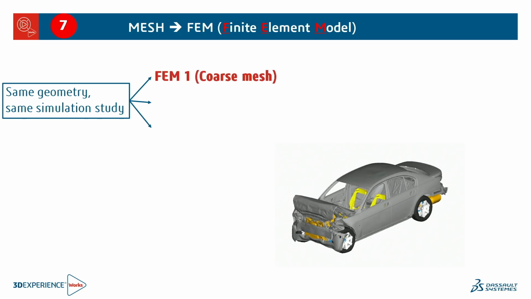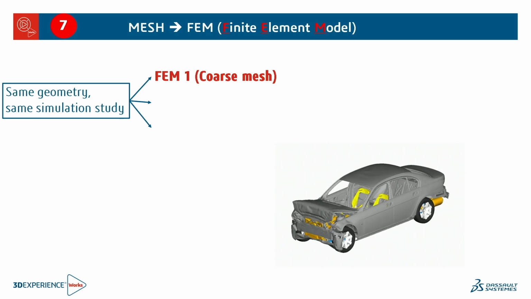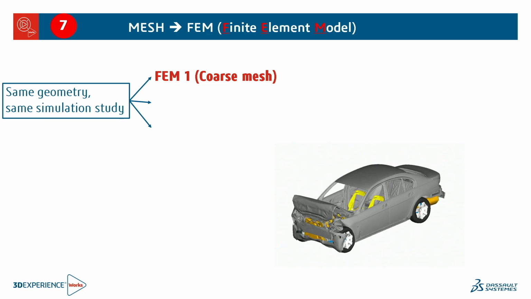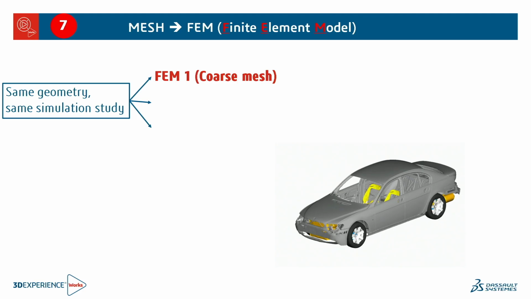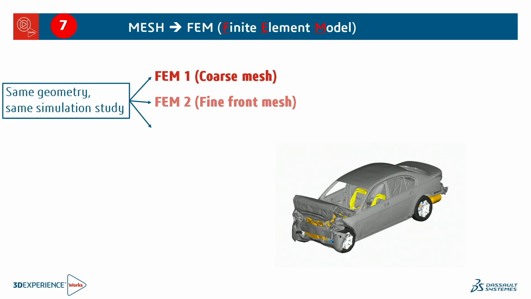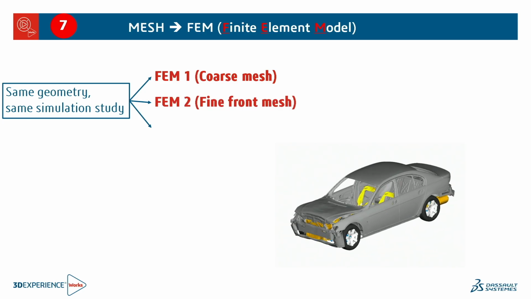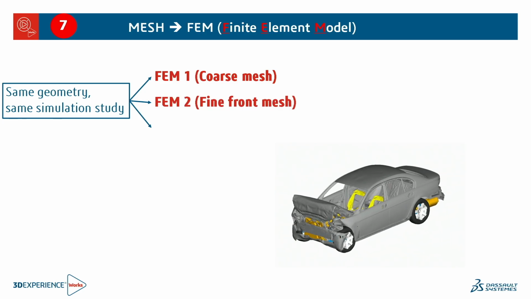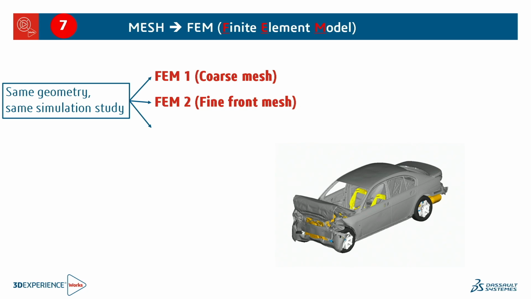So for example, for this car crash, I know it's not a fast, fancy sports car, but I can get a FEM with a coarse mesh for a frequency study, for example. And for the same geometry and simulation study, I can have another FEM with a fine mesh to simulate a front car crash, just like you see here.